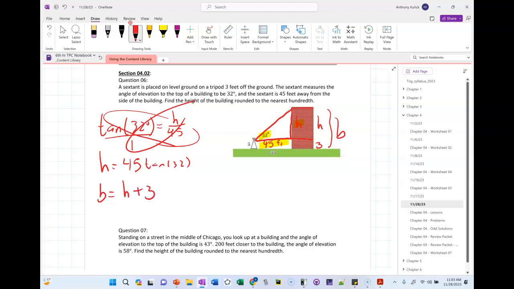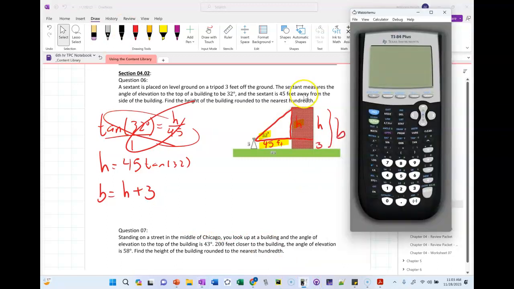And I'm all done. I just have to make sure I'm in degree mode on my calculator when I do it, because the angles are in degrees, and it should be good. It should be all set. I'm all done. No biggie, right? We have that little extra add 3 feet, but it should be relatively obvious, once I drew the picture the way I did, why we're adding the 3 feet, right? So about 31 feet tall.